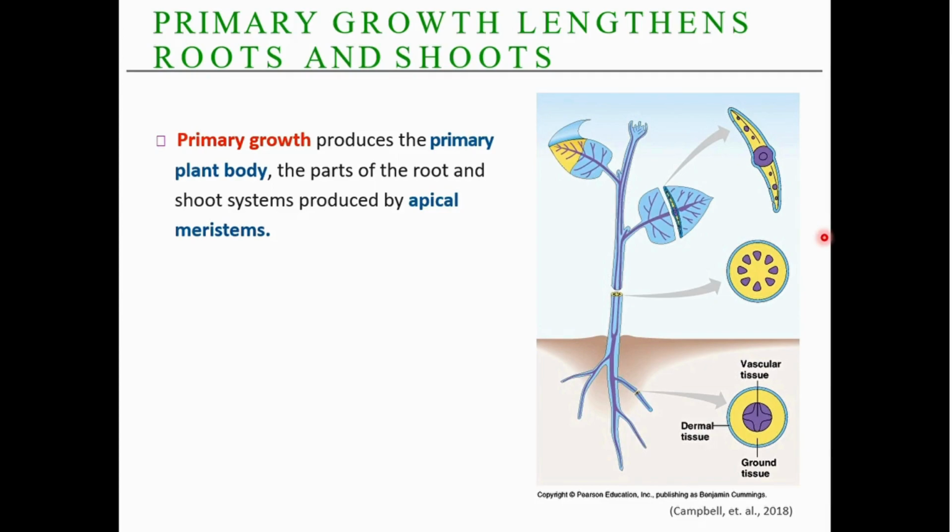So primary growth lengthens the roots and shoots. The primary growth produces the primary plant body, the parts of the roots and shoot system produced by apical meristems. So here it shows the root cross-section that consists of vascular tissue, dermal tissue, and the ground tissue. And here it shows the stem cross-section and also the leaf cross-section.